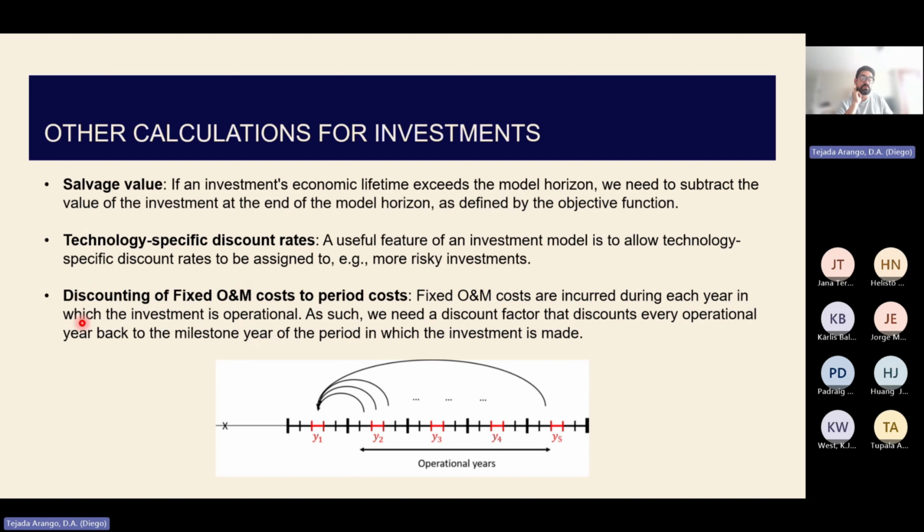And in addition, you need to do this discounting of the fixed operation and maintenance cost. As I mentioned, this needs to be done to the year that you do the investment. So as is shown here, all those years where you have these milestone years, you need to account for the fixed cost related to the year of your investment. So also that's a tricky calculation that you need to do, easy, but you need to be careful.